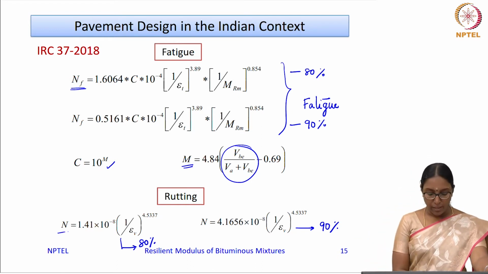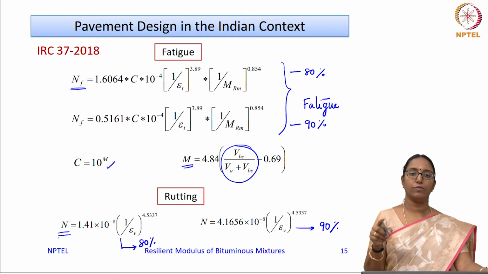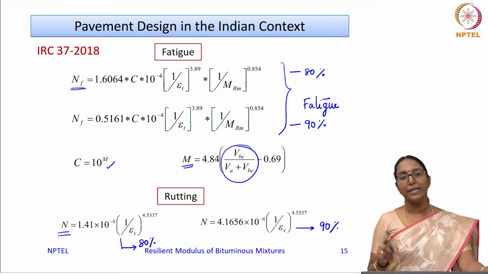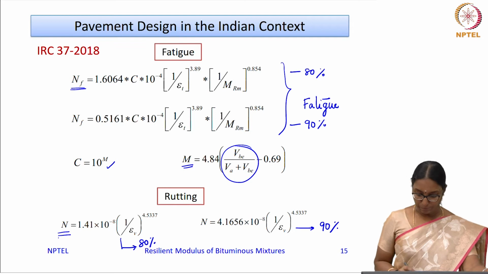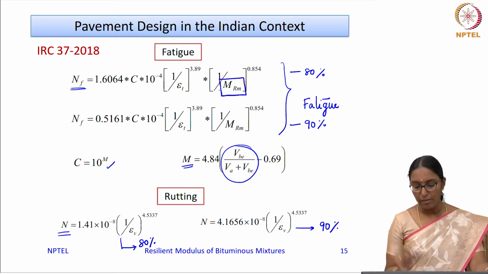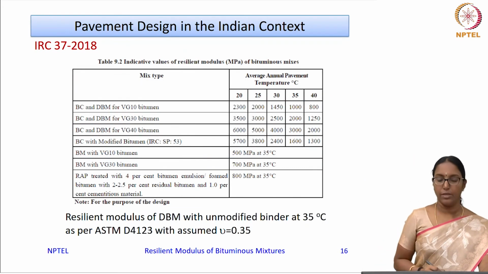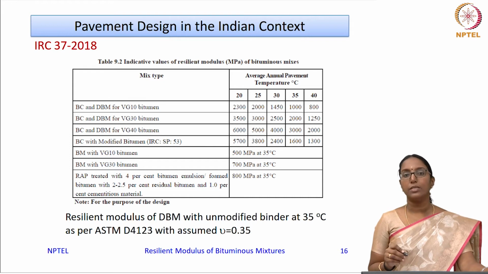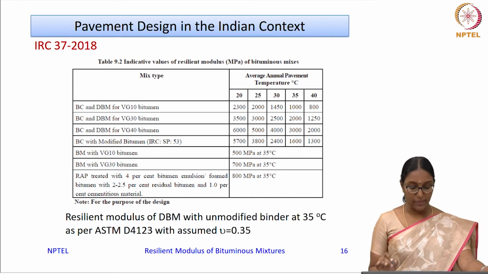Whereas in rutting, N corresponds to the number of repetitions of equivalent standard axles for failure due to rutting, and a 20 mm deformation on the surface is noted as rutting failure. Here MRM is the material modulus, which again is a resilient modulus. IRC 37/2018 gives indicative values of resilient modulus for the various mixes and binders.